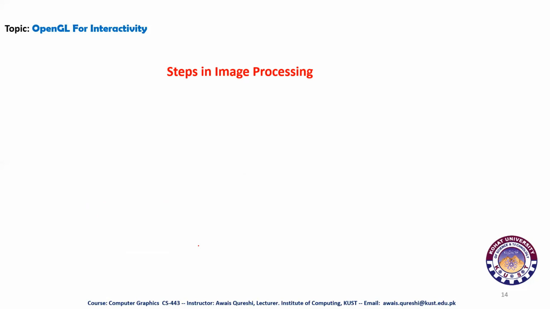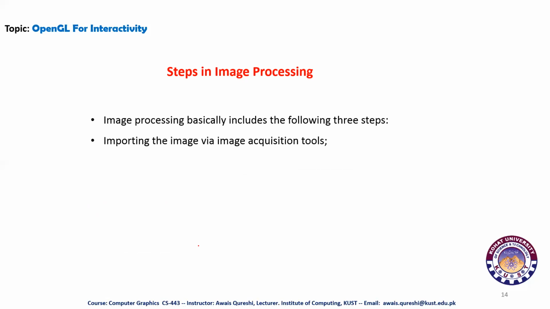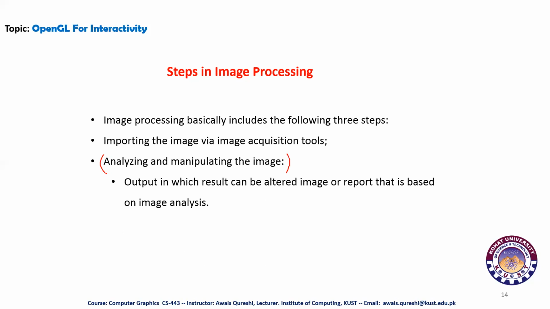So what are those steps? Image processing basically includes the following three steps. The first step is importing the image via image acquisition tools. There are some tools with the help of which we can get an image and import that image. The second one is analyzing and manipulating the image, where computer vision does great work. And then the output, in which the result can be an altered image or a report that is based on image analysis.